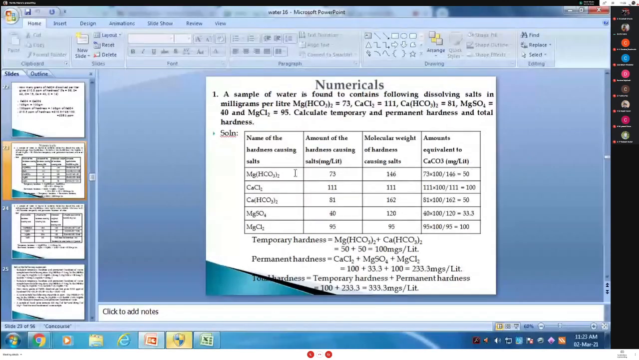Okay. Write down the salt. Write down the amount of hardness in the second column. Then third column, molecular weight of hardness causing salt. Then amount equivalent to CaCO3.